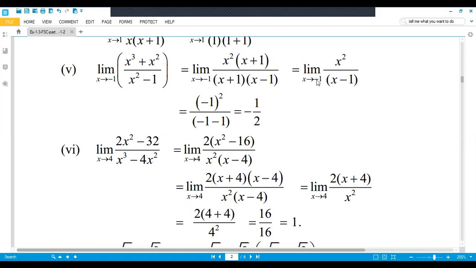Now you apply limit. Limit x approaches to minus 1 on the numerator and on the denominator. When you apply on the numerator, in place of x square, you put minus 1 whole square, and in the denominator, you put minus 1 and minus 1. So minus 1 square is positive 1, but this will be minus 2. So minus 1 over 2 is the required answer.